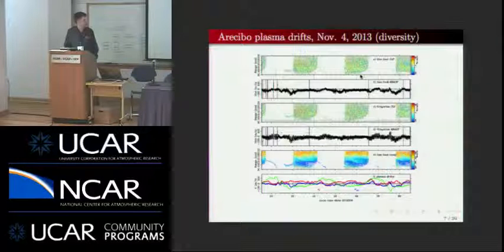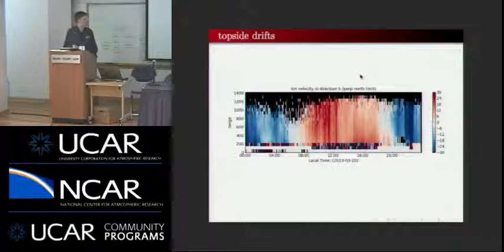And they can get sort of meter per second accuracies at a cadence of 30 seconds or something like that by using that special technique, which is really quite good. And it's not simply a matter of power aperture. At Jicamarca, we can get meter per second accuracies not averaging over the whole volume, but in every range gate. And that's what I'm showing here.